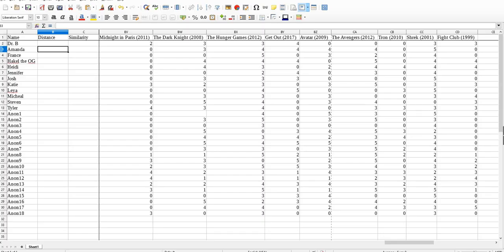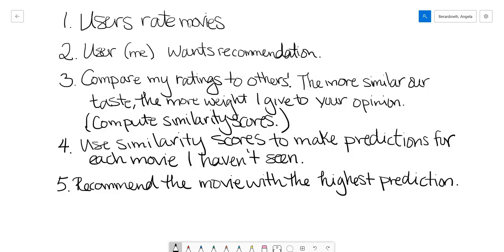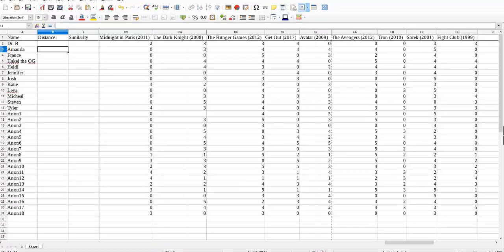So here are our results from the survey. I have the people who wanted their names included in alphabetical order, and then the anonymous people second. And I put mine at the top since we're making a recommendation for me. Mine are going to take on a different kind of role than everyone else's ratings. And the next step, remember everyone already submitted their ratings, and I'm ready for my recommendation. So our next step is to compute the similarity scores.